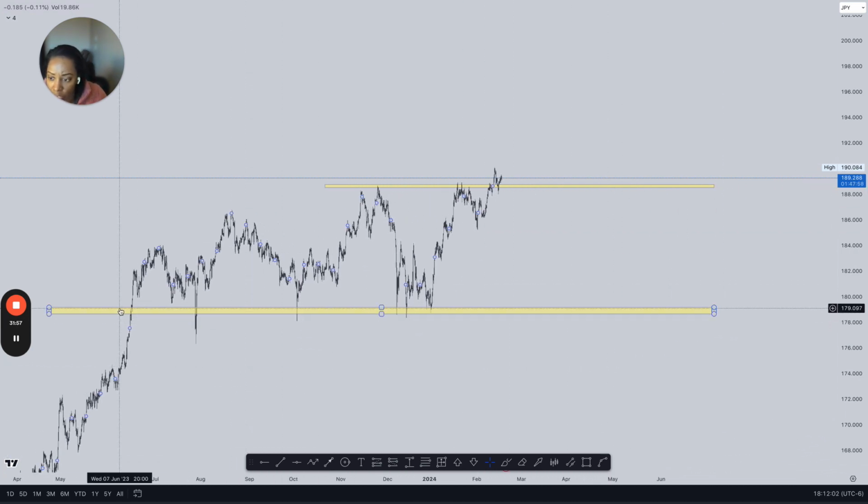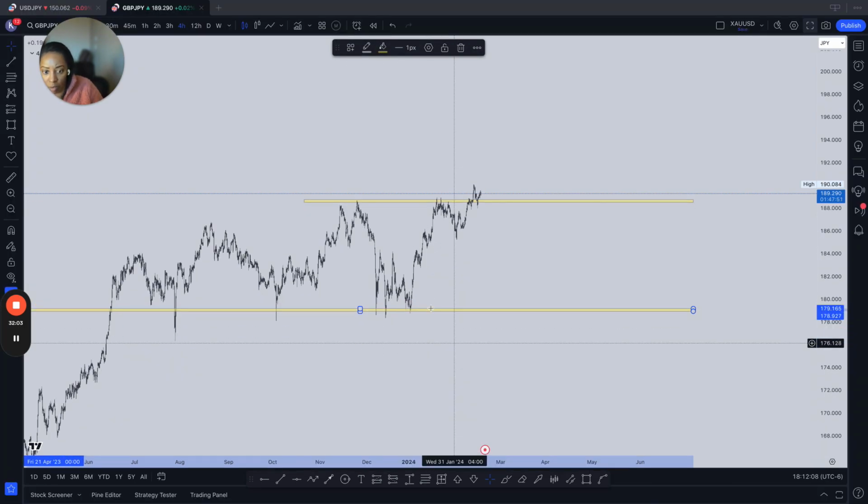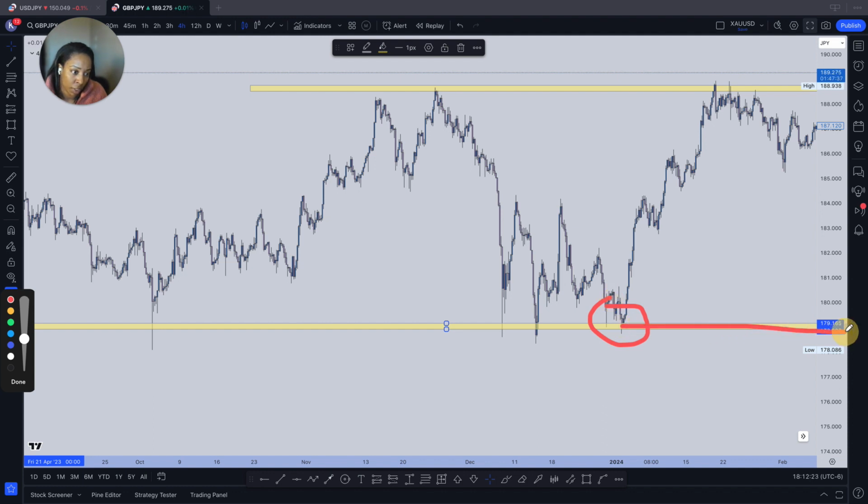Actually, I do want to make this a little bit slimmer because of this right here. Let me zoom in. Yeah, so I want it to be closer to these candles that reject it. These candles right here rejected and bounced off of this 179 level, hard to see, 179, and then went all the way up here. This is a huge move.